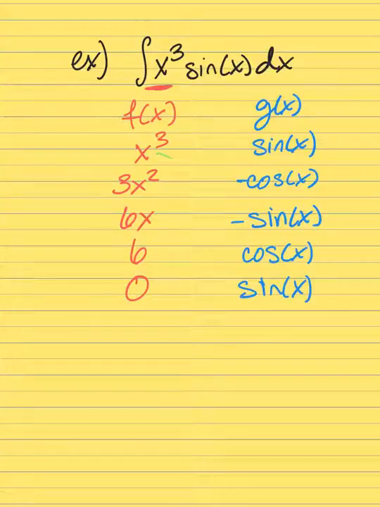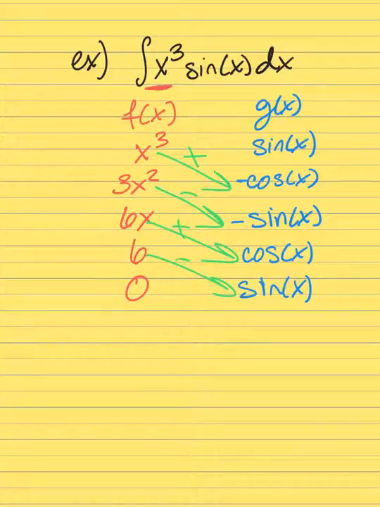And then again, go diagonal. It becomes plus, minus, plus, minus. So I'm multiplying the two. Positive just helps me know the sign. So my answer is, what is x cubed times negative cosine of x? That's going to be negative x cubed cosine of x. Minus 3x squared times negative sine of x. Well, two negatives make that a positive 3x squared sine of x.